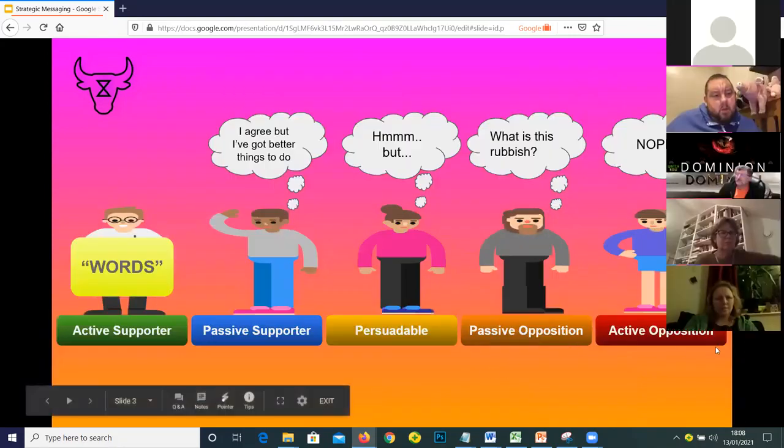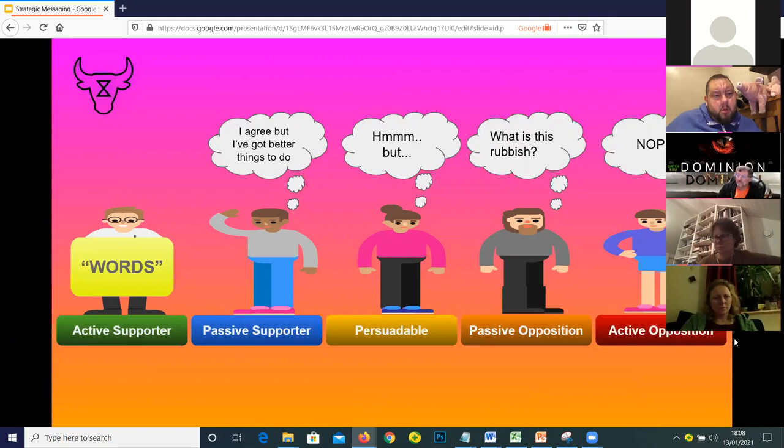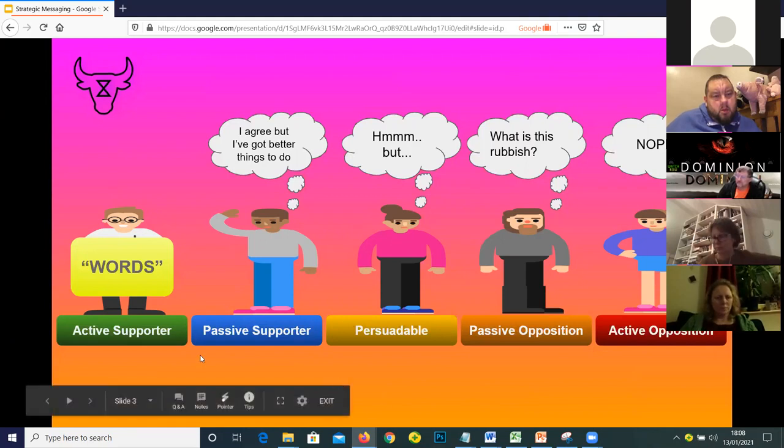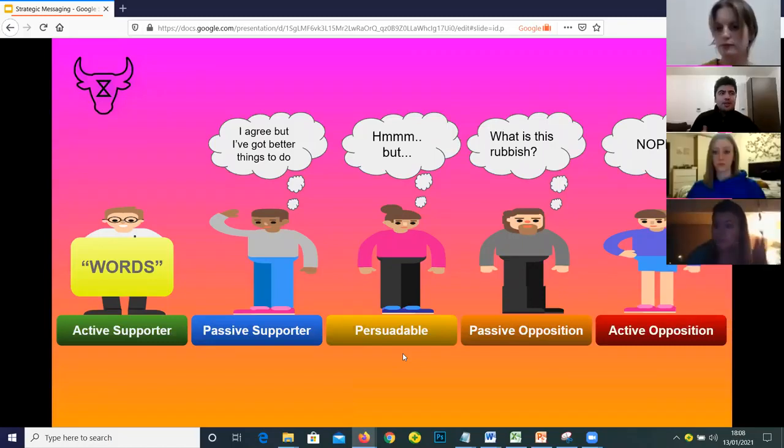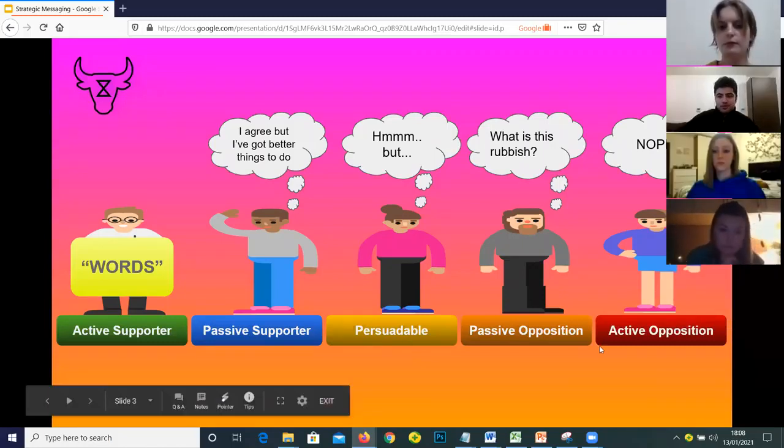Now, if we take a general profile of the public and split them up into categories of how much they support a cause, we can split them up into active supporters, passive supporters, persuadables, passive opposition, and active opposition. In most societies, most people will be persuadable, but you will get some scenarios where, depending on society itself and depending on the cause, it might be skewed more to active opposition.